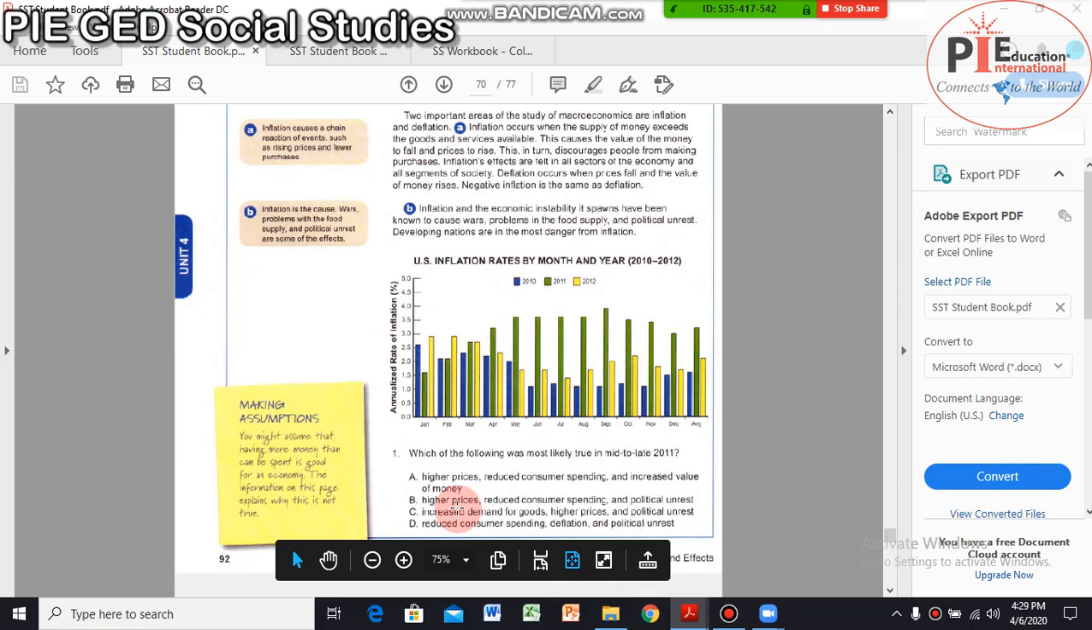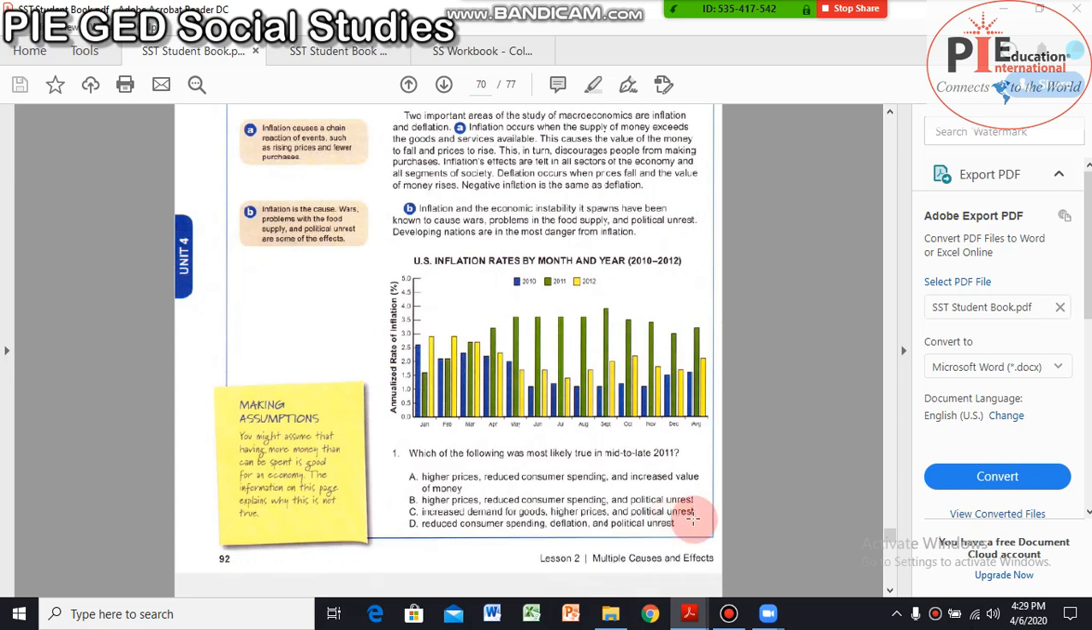So if you look at number B, higher consumer spending and unrest. But here they say increase for goods, higher prices and political unrest. Which one do you think? It has to be one of these two, right? So which one?